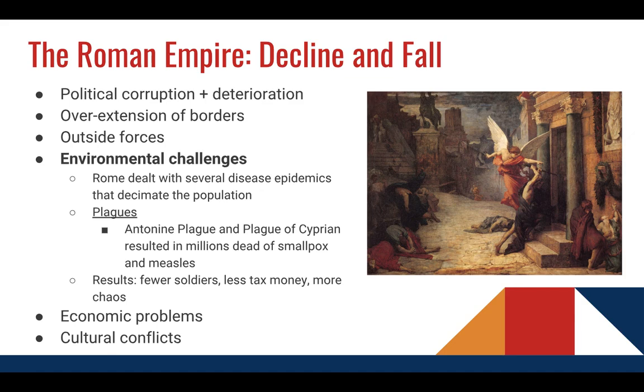One piece of data said that in the Plague of Cyprian at its height, over 5,000 people were dying per day. What this meant is that Rome had fewer people to work the fields, and so you're going to deal with food shortages. They're going to have fewer soldiers to defend the empire. There's going to be less tax money because you don't have as many people working who you can get to pay you taxes. And generally, you're going to get more chaos. People are going to start to be disillusioned with the Roman Empire, again, looking more toward their local communities rather than the empire as a whole.